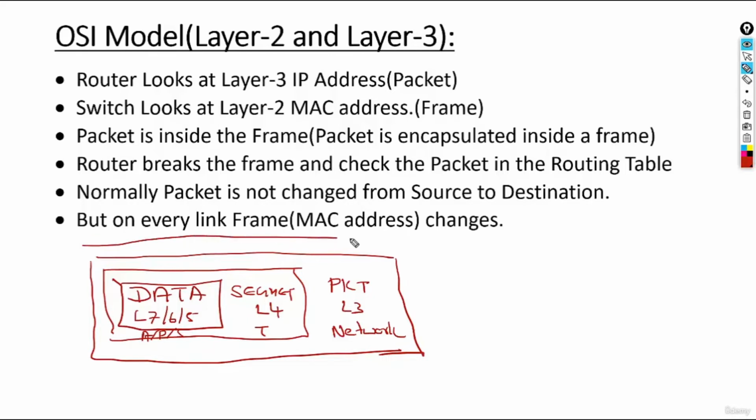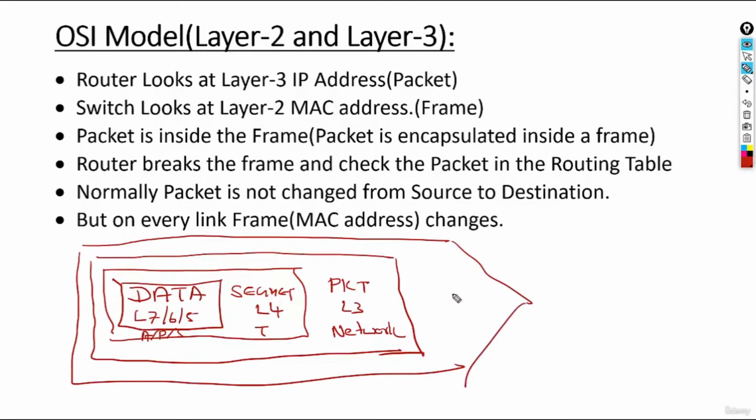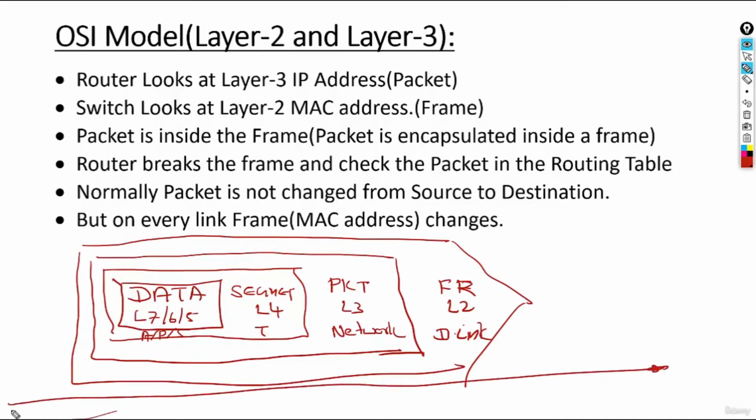Now a packet is surrounded or encapsulated inside a frame. Frame is layer 2. We are calling it the data link layer. Finally, the frame is the one which is going on the wire. The frame is going on the wire as bits. It's broken into bits and bytes going on the wire. So data to segment, segment to packet, packet to frame, frame to bits happening on layer 1. So the frame is going on the wire, but the router only understands the packet. So the router will break the frame and look into the packet.